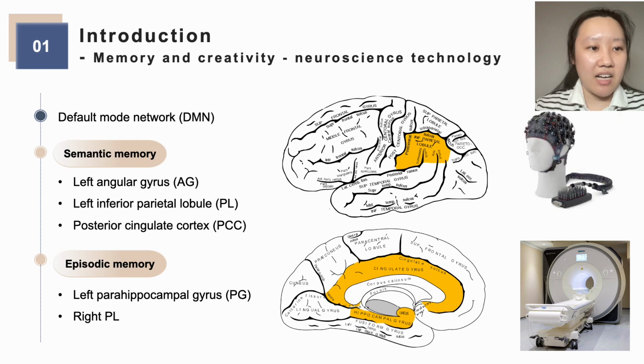It has been found that memory is related to a place in the brain called the MTL. The researchers also went deeper, and we have found that semantic memory relates to the LAG, LPL, and PCC, while episodic memory is related to the LPG and RPL. I have also used two images to help you better understand where these areas are.